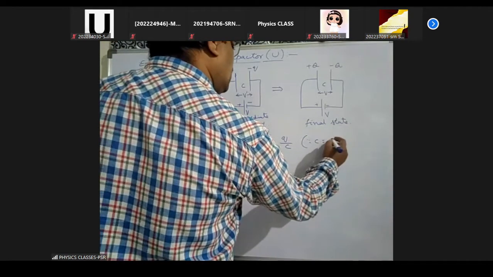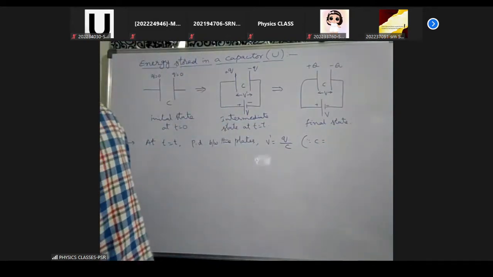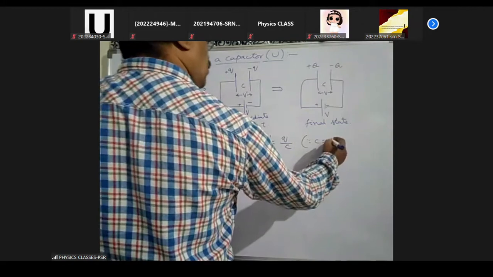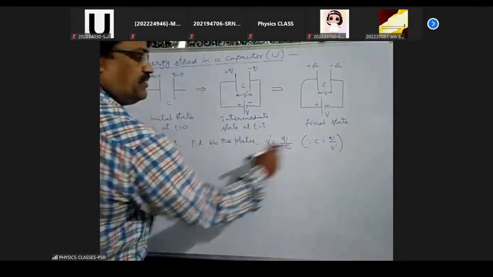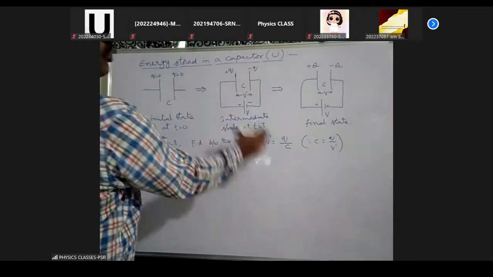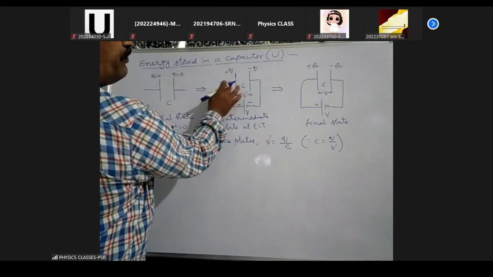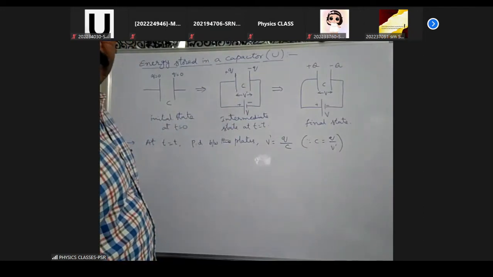The general definition is C is equal to Q by V dash. From this we write V dash is equal to Q by C. Here, due to this potential difference V dash, an electric field is developed between the plates.